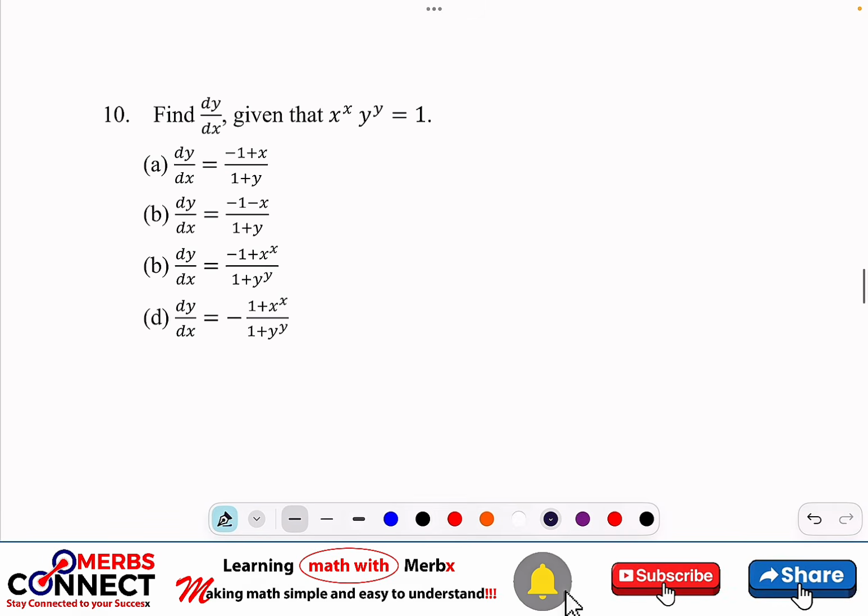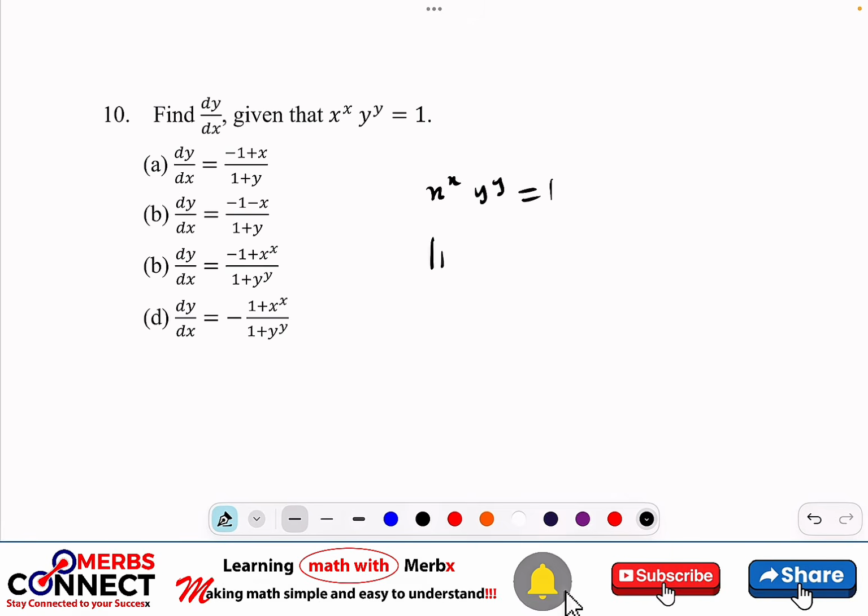Let's look at question 10, and we have 10 more to go. All right. So we want to differentiate this. We have a function x to the power x, y to the power y is equal to 1. Now let's make our life easy here. How can we make our life easy here? We can take the ln of these functions so that we can make our life easy.